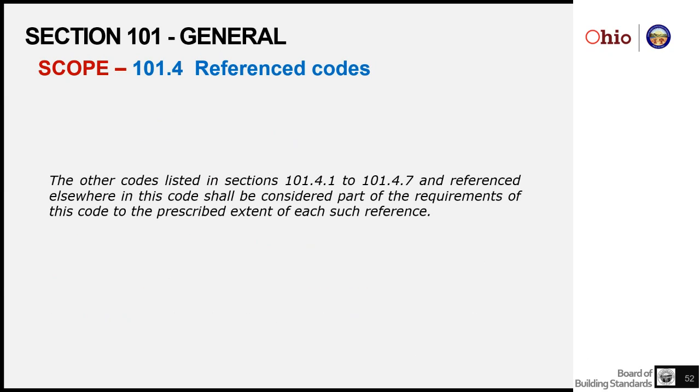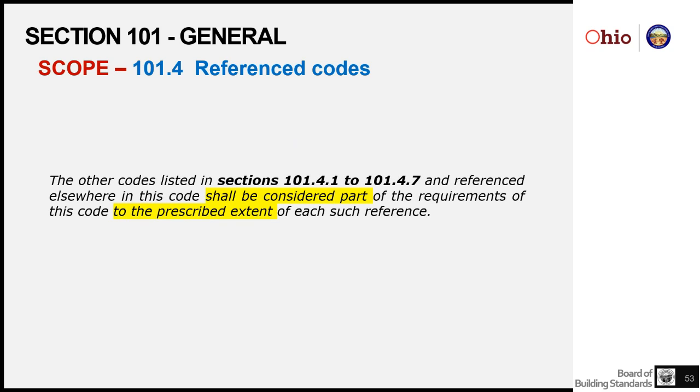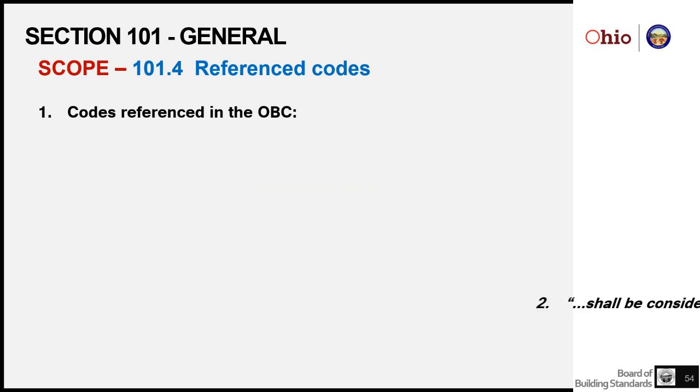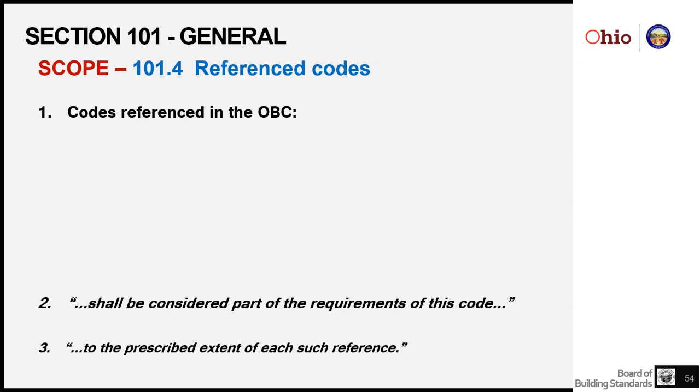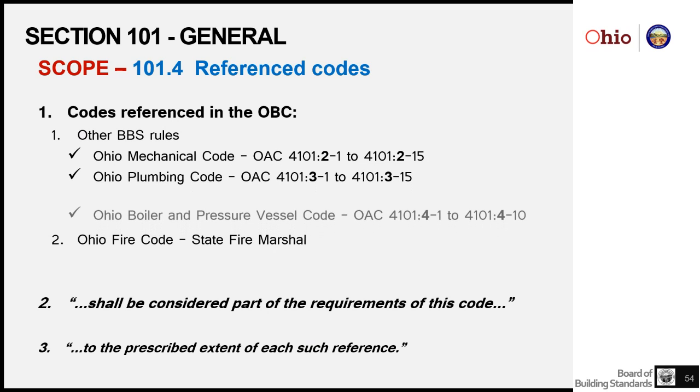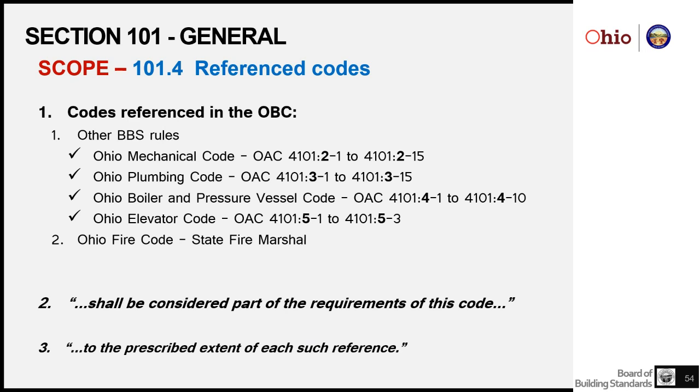So at 101.4, we talk about referenced codes, and we list a number of them at 101.4.1 to 101.4.7, and those referenced codes should be considered part of the Ohio Building Code to the prescribed extent. So those reference, again, to the prescribed extent. Other codes that the Board of Building Standards writes are the Ohio Mechanical Code, Ohio Plumbing Code, the Boiler and Pressure Vessel Code, and the Ohio Elevator Code.